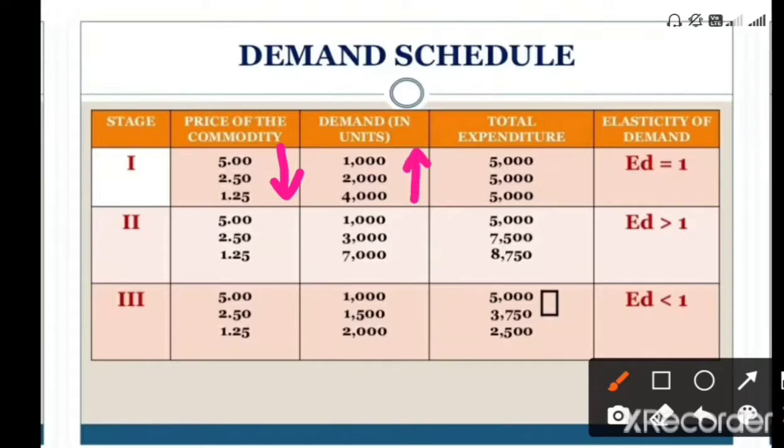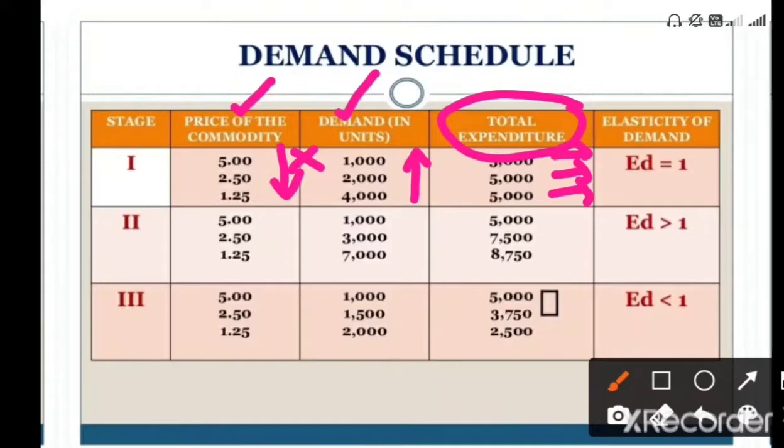At that time, what will be your total expenditure? Just now we have studied the formula: total expenditure equals price into quantity demanded. If we multiply these two, you will get this amount. Here the total expenditure you are getting is the same, that is 5000, 5000, 5000. If it is constant, your elasticity of demand will be equal to 1. So when the price decreases and the demand increases, and that results in the same total expenditure, then the elasticity of demand will be 1.